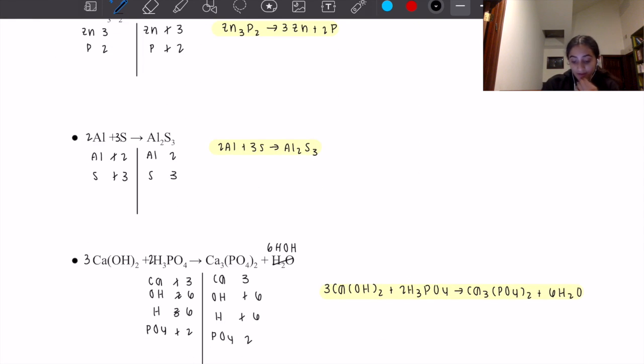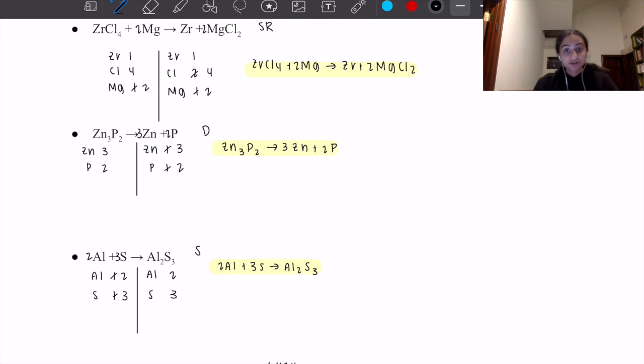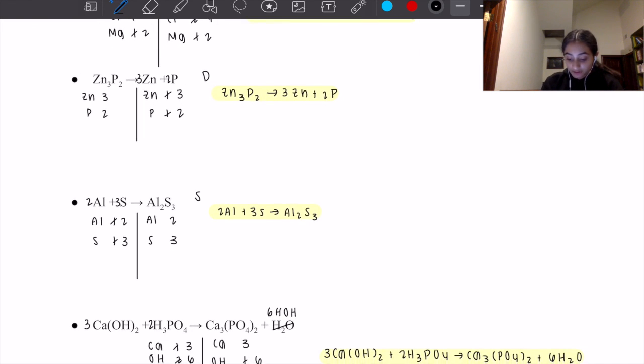Next, we have 2Al plus 3S yields Al2S3. This is a synthesis reaction. It's kind of flipped from the decomposition reaction because we are starting with 2 elements and putting them together to make a product, instead of splitting up the big compound, which is still a reactant in a decomposition, into 2 elements. So in synthesis, elements are reactants. In decomposition, elements are products. Same thing, I balanced it with the chart.